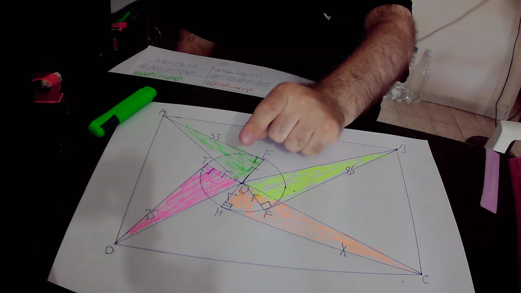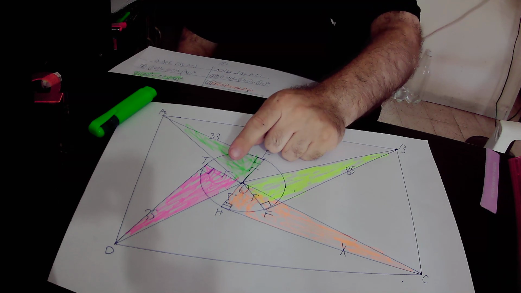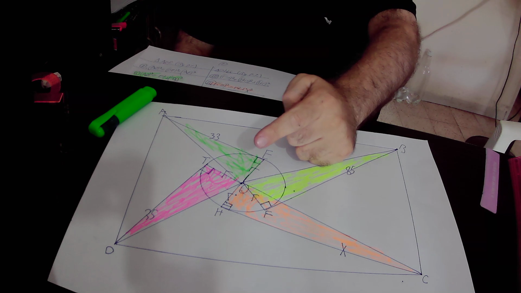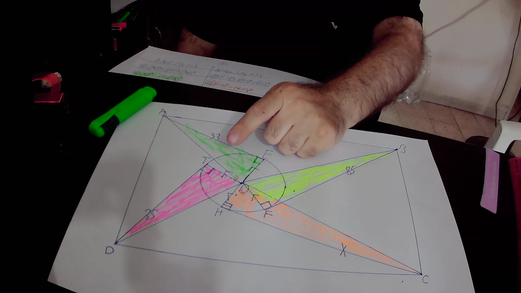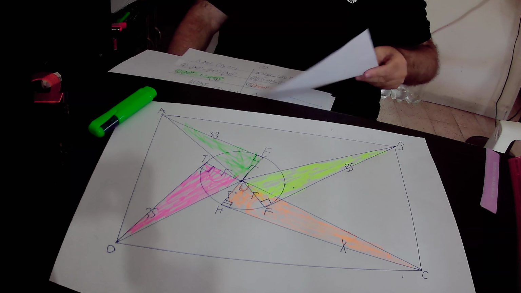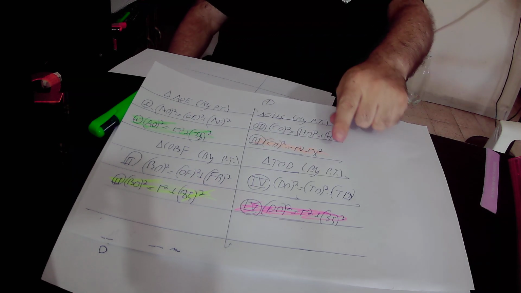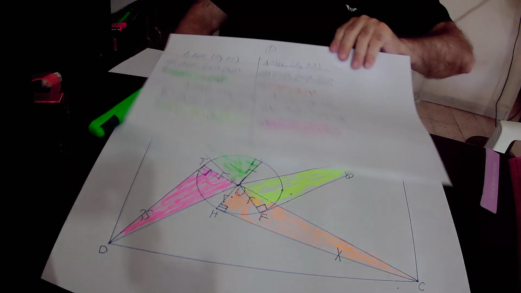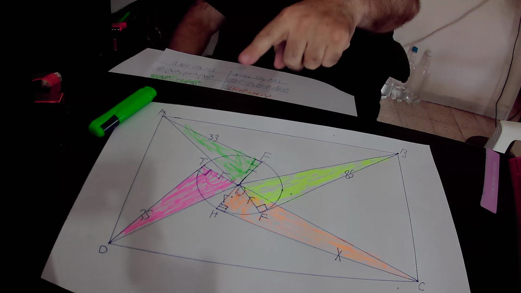In this way, we created the pink right triangle TOD. In the pink right triangle, according to the Pythagoras theorem, OD square equals TO square plus TD square. Again, OD square equals TO square plus TD square. TO is R, TD is 35.